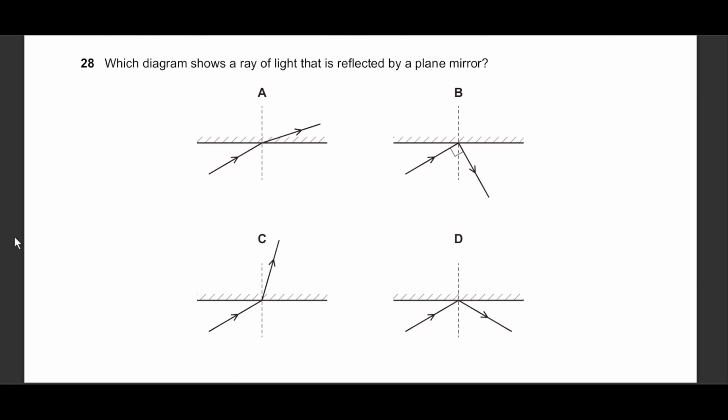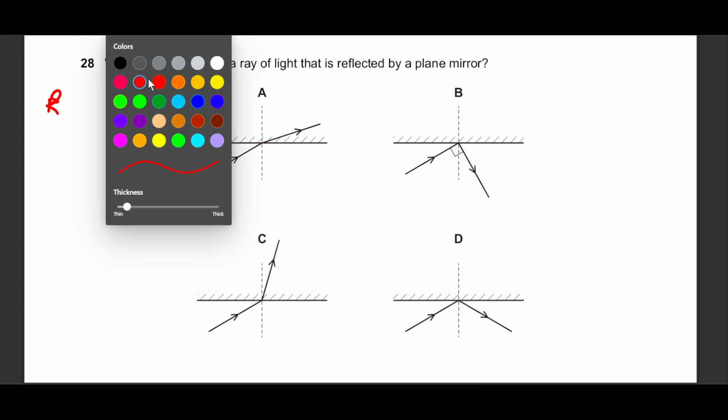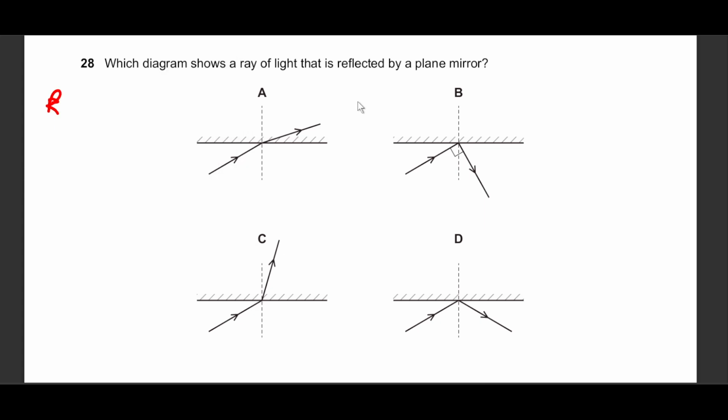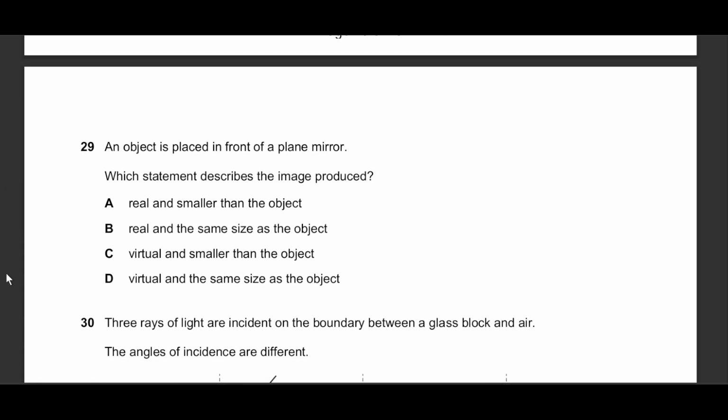Question 28, this has been repeated many times in the past papers. It's exactly the same question. It says reflected by a plane mirror. So the change in medium stuff will not happen. And with B, the problem is that the normal has to make an angle of 90 degrees with the surface, but the angle of incidence and angle of reflection for a plane mirror is supposed to remain the same. It's going to be option D.